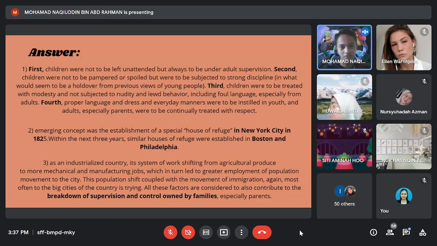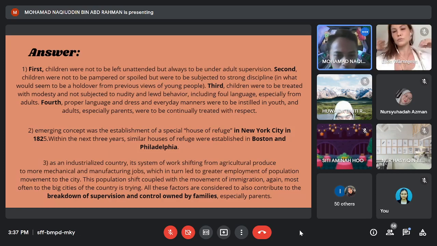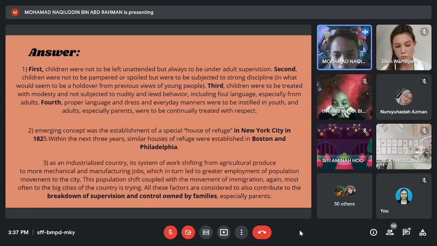So the answer for first and second, I know the answer is true. That our friends answered. So the third question, okay, you guys can see it and I will repeat. As an industrial country, its system of work shifted from agriculture to more mechanical and manufacturing jobs, which in turn led to greater employment and population movement to the city. This population shift, coupled with immigration most often to the big cities of the country, and all these factors are considered to contribute to the breakdown of supervision and control owned by families, especially parents.